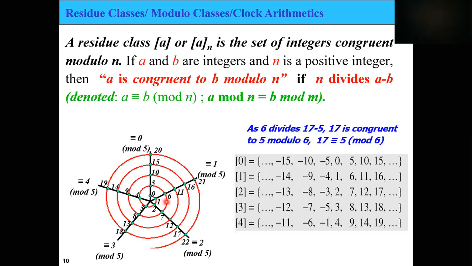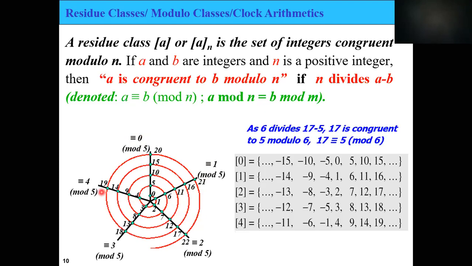6, if you divide 6 by 5, the remainder is 1. If you divide 11 by 5, the remainder is 1. If you divide 16 by 5, the remainder is 1. If you divide 21 by 5, the remainder is 1. So it is congruent to 1. These are all those elements. If you divide them by 5, the remainder is 0.